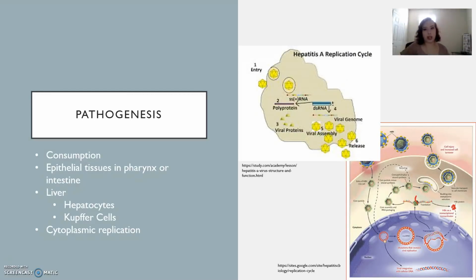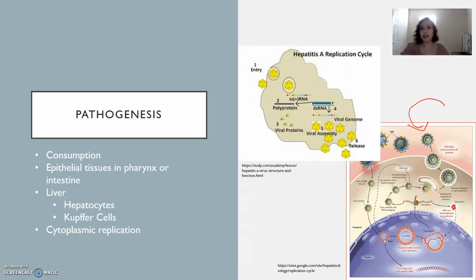So as I mentioned, you consume it, or it gets in your system. It goes through your epithelial tissues, most likely in the pharynx and the intestines, and then it attacks your liver, going through your blood system. And you could see the counts of hepatitis by the antibodies in your hepatocytes and your Kupffer cells, which are another type of liver cell that is part of your immune system. And it goes in through endocytosis. So I have images here. The image down here is a good example of endocytosis.